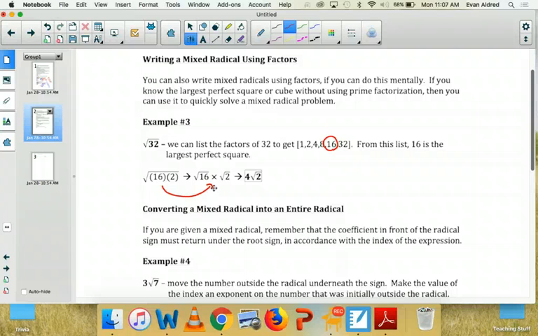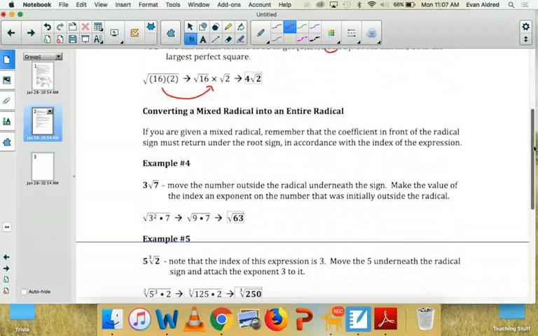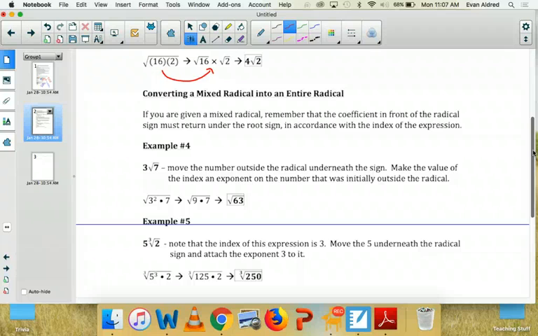And again, if you are fast at mental math, this is probably the method you'll prefer. It involves being able to recognize factors quite easily. But if you're able to do that, then these questions go a little bit faster with this method. It's up to you which method you prefer. So example number 4, now we're looking at the reverse. We're looking at how to convert a mixed radical into an entire radical, and you'll be responsible for doing both.